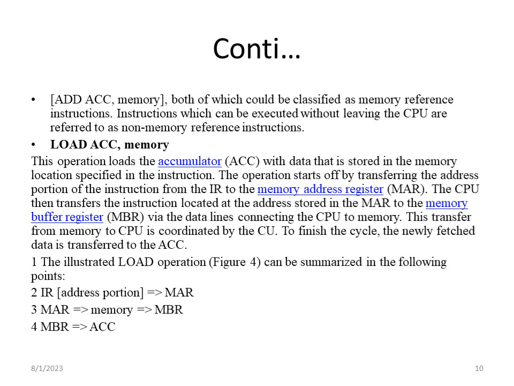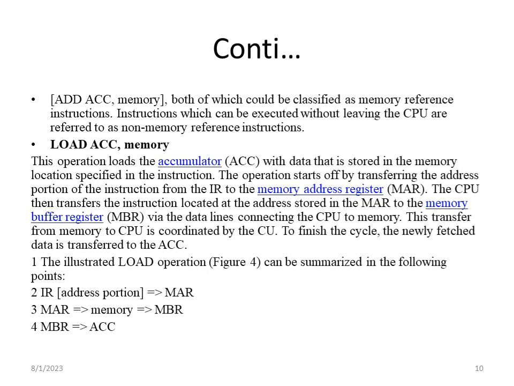Here, first the load operation address will be transferred to the memory address register. The memory address register will interact with the memory, and from the memory the data will be fetched and stored in the memory buffer register. Then the memory buffer register will be transferred to the accumulator. So this is how the whole cycle happens for LOAD ACC, that is accumulator comma memory.